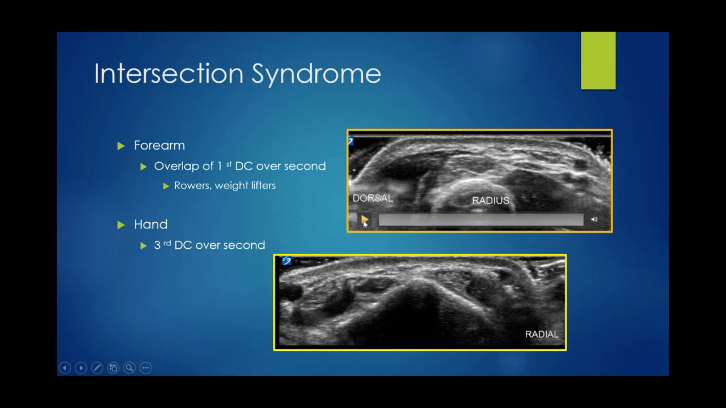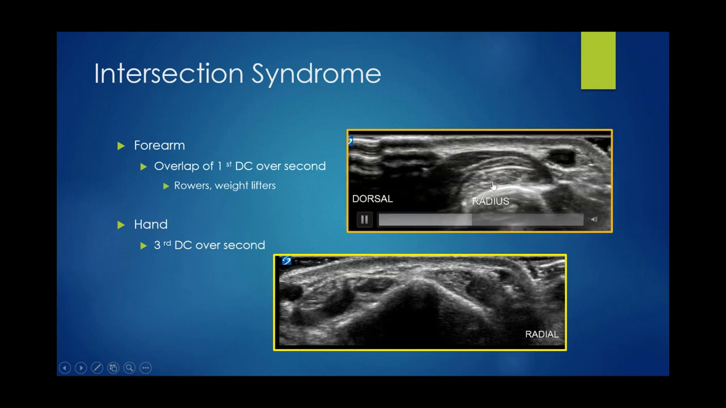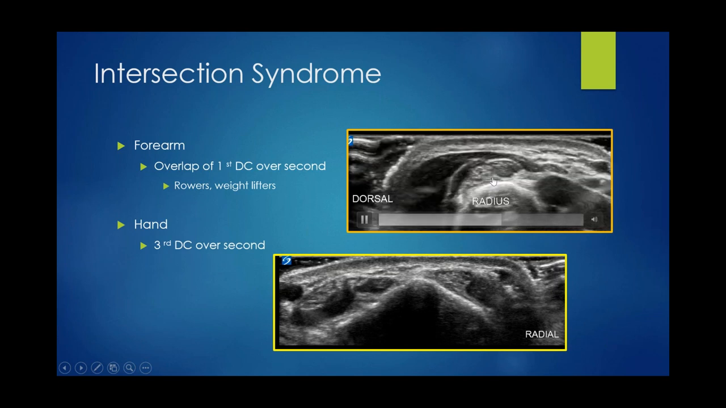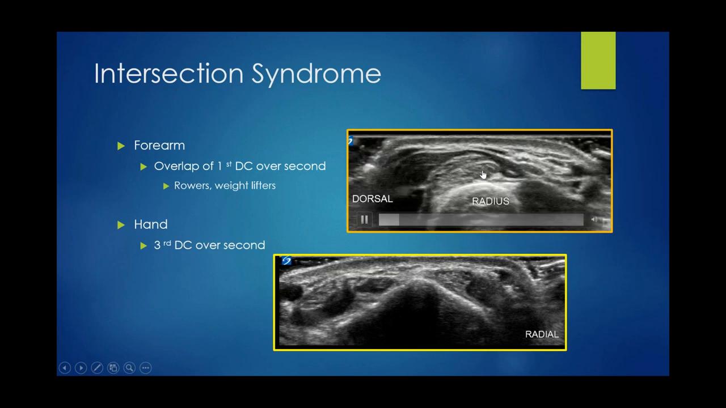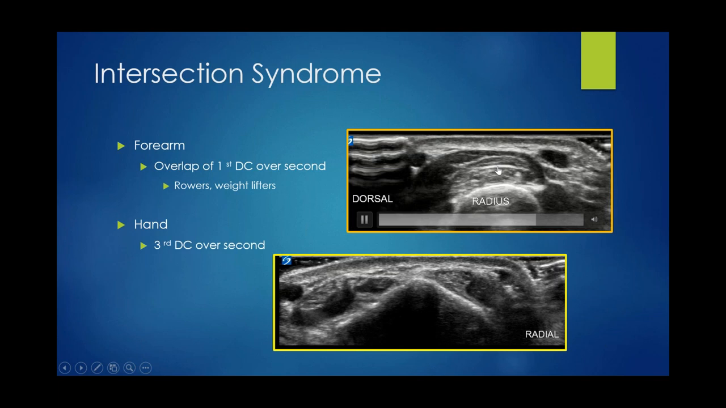This video might make it easier to understand what's happening here. Here you see the first dorsal compartment tendons overlying the second compartment tendons. Again, the first is the abductor pollicis longus and extensor pollicis brevis, coming over top of the extensor carpi radialis longus and brevis. This movement of the tendons, while normal, in some people can become painful, and they would report painful cracking or crepitus type sensation.